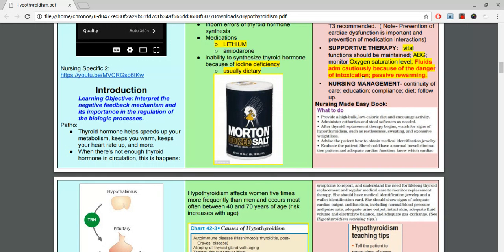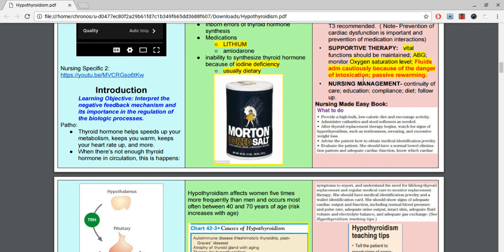You administer stool softeners because they're having the constipation. You replace the thyroid, and you have to watch out for the signs and symptoms of hyperthyroidism, okay? Because if they take too much thyroid, that's a possible complication. And some of the signs and symptoms are restlessness, sweating, and excessive weight loss.